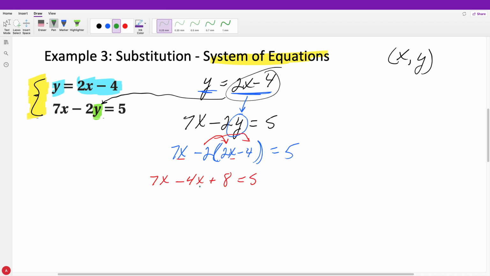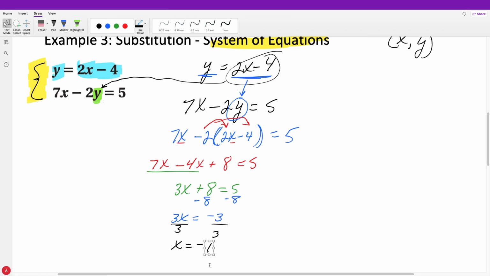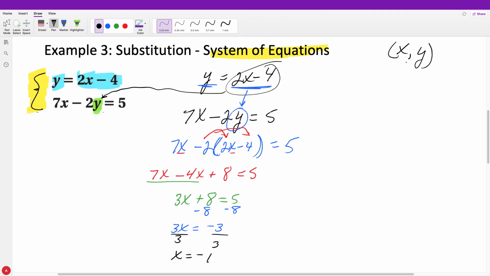Now I'm going to go ahead and keep simplifying. 7x minus 4x is 3x, so 3x plus 8 is equal to 5. And now, just like a regular multi-step equation that we have solved plenty of already this year, we'll first subtract the 8, so now we get 3x is equal to negative 3, and then we're going to divide each side by 3, and we get x is equal to negative 1. So we have started to solve for our ordered pair, with x as negative 1, and now we just need to figure out what y is.